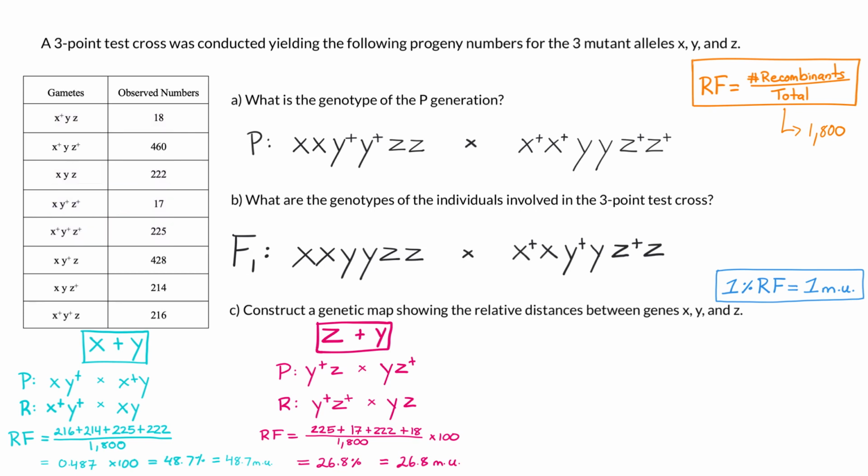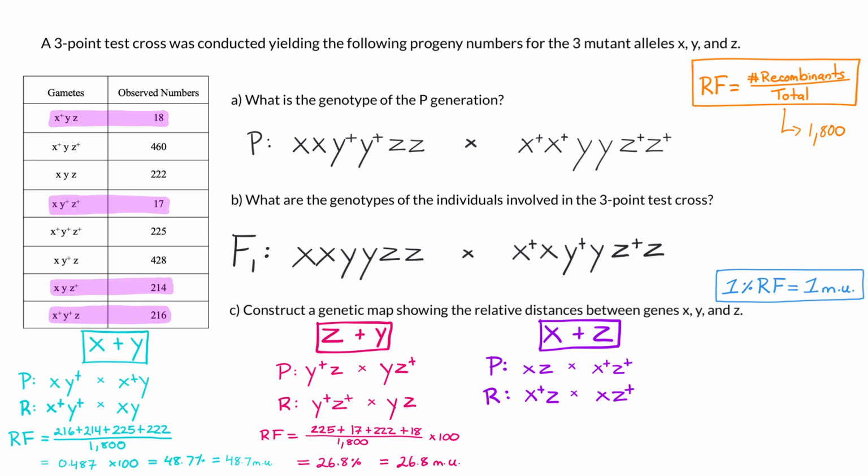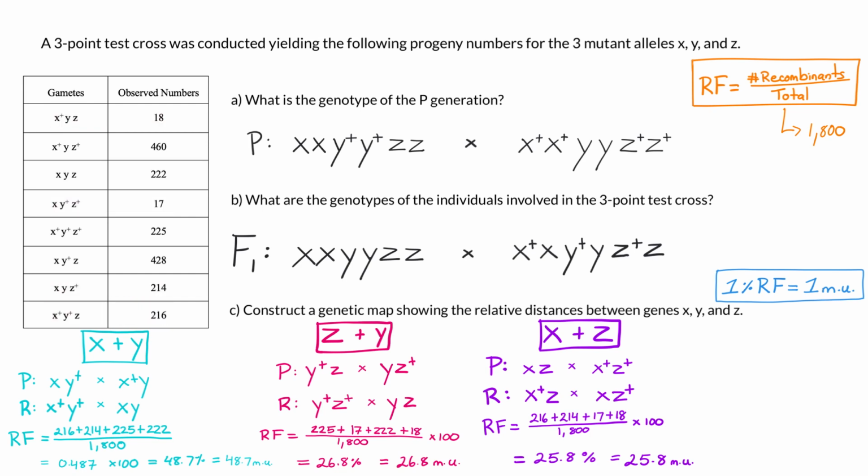And finally, the last pair of genes that we will compare is X and Z. So the parental genotypes are X and Z, and X plus, Z plus. So the recombinant genotypes will be X plus, Z, and X, Z plus. So we can see that these 4 combinations have the recombinants, and doing as we did before, we add them up, divide by 1,800, and multiply by 100 to get 25.8% or 25.8 map units between these 2 genes.